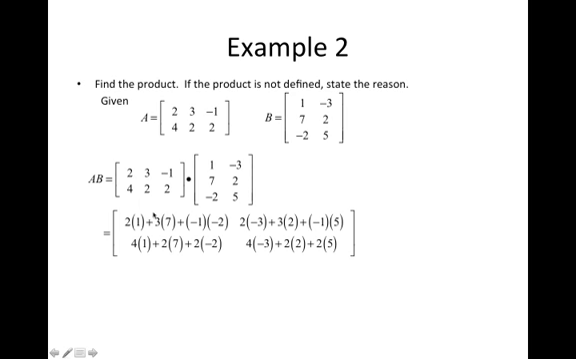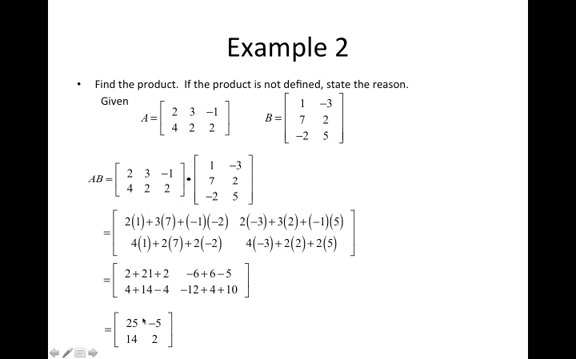So now we're going to find the little baby products. So I'm going to do 2 plus 21 plus 2. I'm going to show that step. I've got 2 plus 21 plus 2, negative 6 plus 6 plus negative 5, so minus 5. 4 plus 14 plus negative 4, so minus 4. Negative 12 plus 4 plus 10. And now I'm just going to simplify.